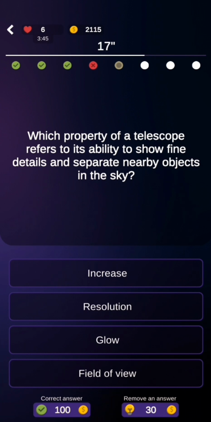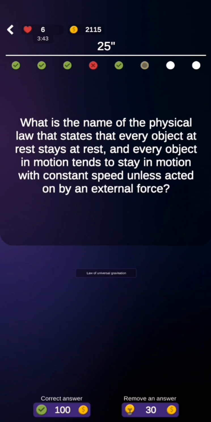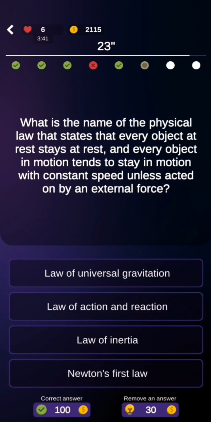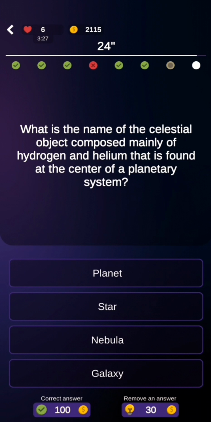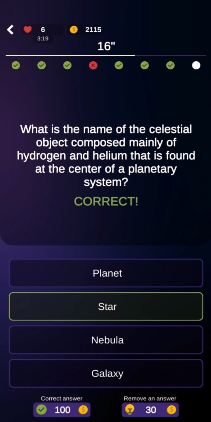The property of a telescope refers to its ability to show fine details and separate nearby objects in the sky. Resolution? What is the name of the physical law that states that every object at rest stays at rest, and every object in motion tends to stay in motion with constant speed unless acted on by an external force? Law of inertia. What is that, like the second, third? What is the name of the celestial object composed mainly of hydrogen and helium that is found at the center of a planetary system? Star.